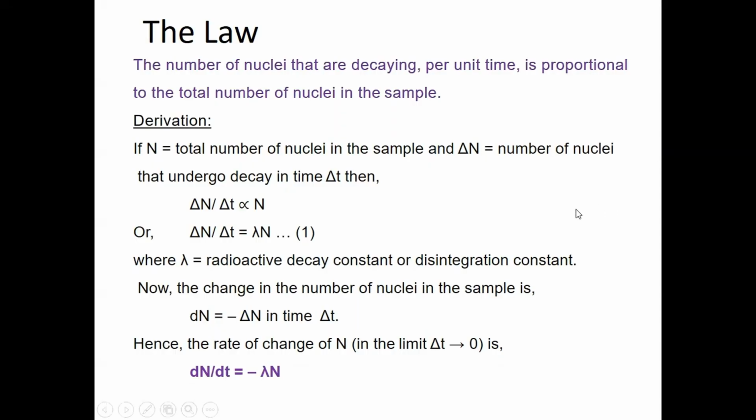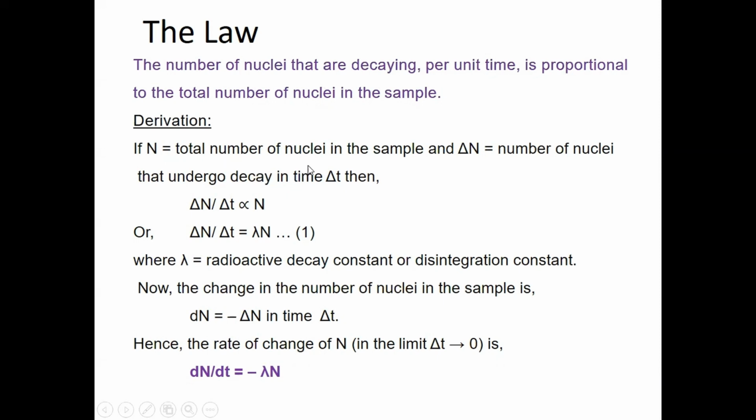The law that governs radioactivity is based on the number of nuclei that are decaying per unit time. That is, the rate of decay, which is proportional to the total number of nuclei in the sample, and that forms the basis for the law. Let us briefly derive this.